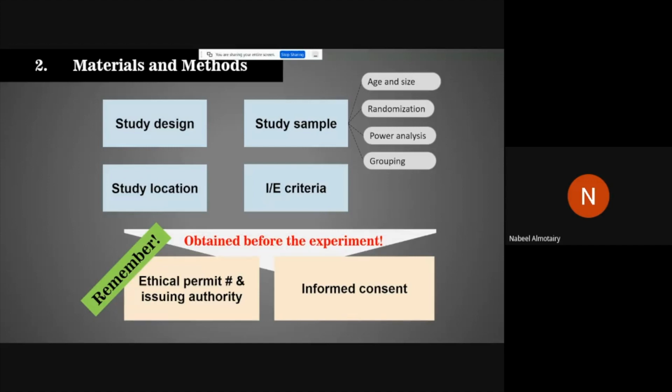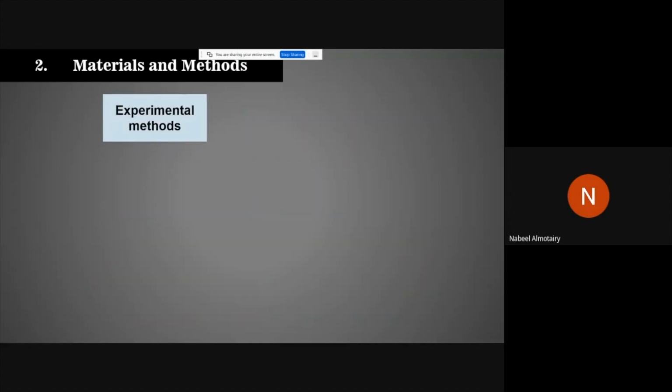And I think most research projects nowadays are performed after the receipt of an ethical permit. Then you have to write the ethical permit number, the issuing authority, and the informed consent that you have obtained from the human participants in your materials and methods section. And then you move on by writing the experimental methods that you have used in your study, and also the type of data that you have collected from your participants or from animal samples, for example.